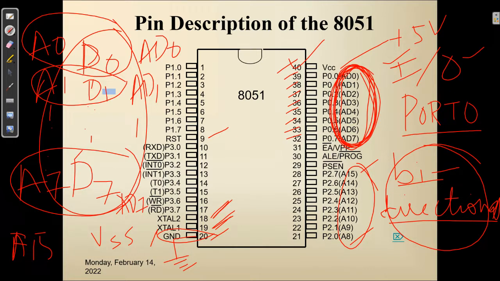Yes, sir. Okay, so we have done with port 0. तो पोर्ट 0 में हमने पिन नंबर 32 से लेके 39 कवर कर दिए. Okay, we have covered. Next, port 2.